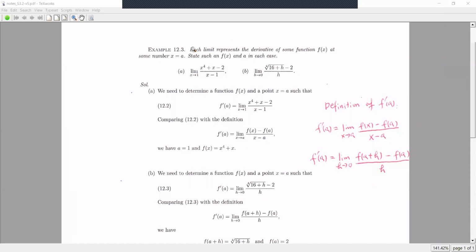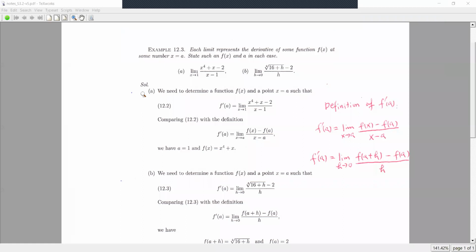Example 2. Each of these two limits represents the derivative of some function f at some point A. State such a function f and the point A in each case. For the derivative at the point A, the formulas are these two equations.